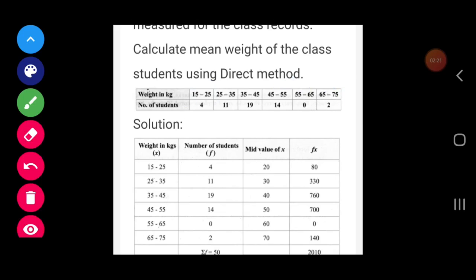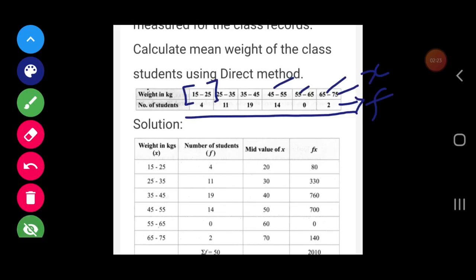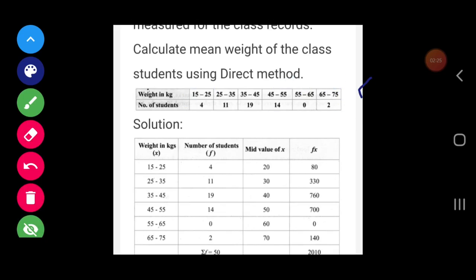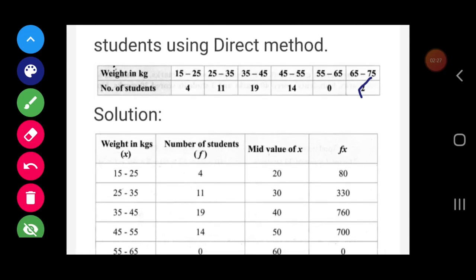Here first we have to check whether the given limits are continuous limits or discontinuous limits. Here the given limits are continuous. What is continuous? The end limit, that is the upper limit, and the next term's lower limit must be equal. Here the upper limit 25 and the next term's lower limit 25 are equal. If the limits are given like this, it is a continuous limit. You have studied this concept in 7th standard itself.